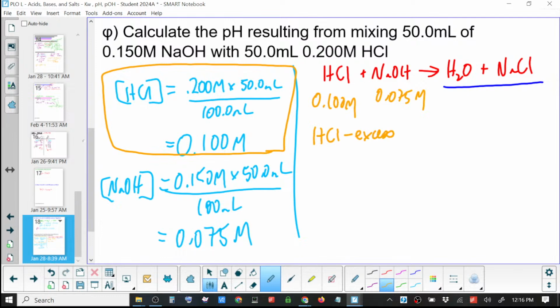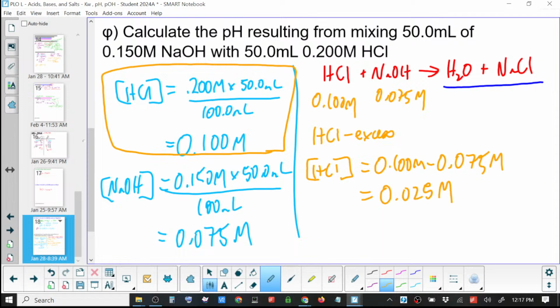And because they're in a 1-to-1 ratio, you don't really need to make up a table or anything. You can just say, oh, 0.075 of that is going to react with 0.075 of that. It's going to make that. So the only thing left over is 0.100 molar minus 0.075, because we know it's going to react, and we get 0.025 molar. And then after that, the pH is just the negative log of that.